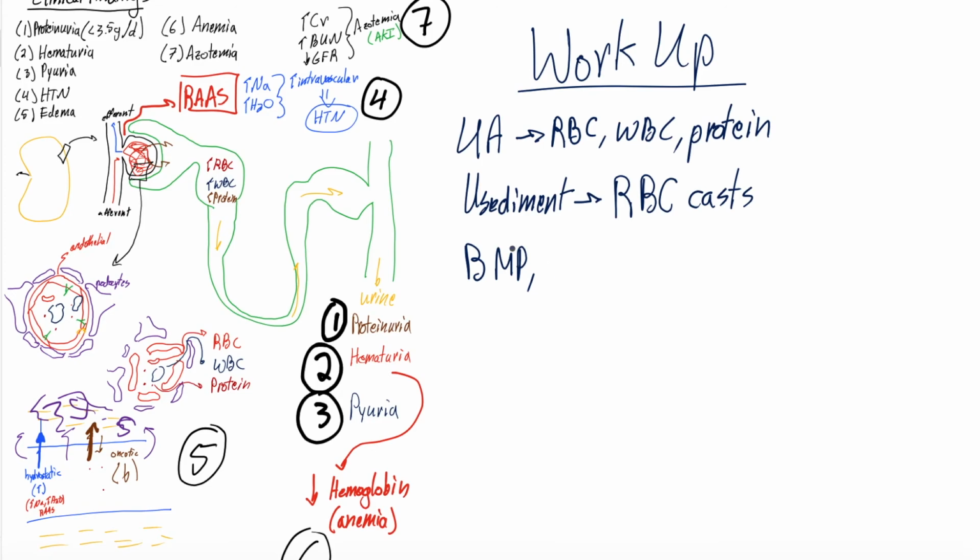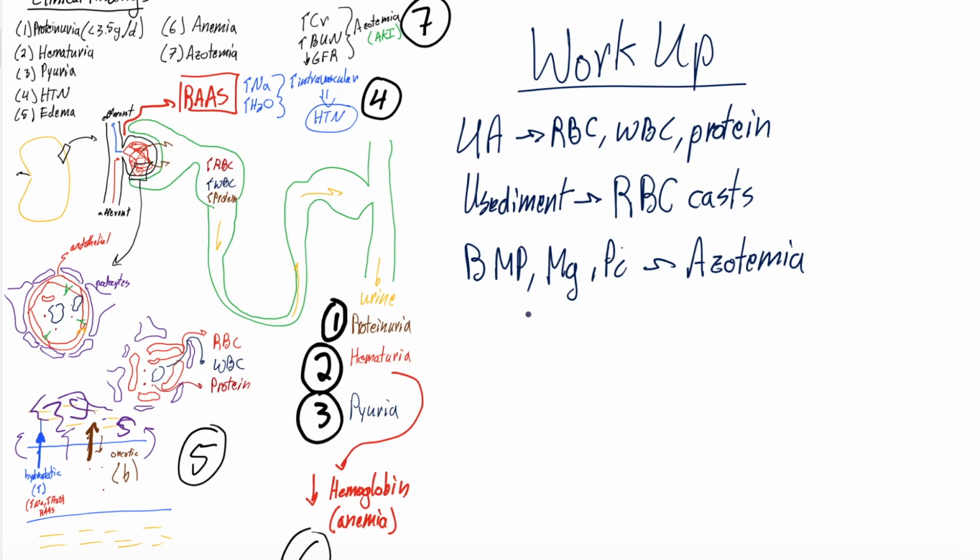All right. In addition to that, you're going to want a basic metabolic panel to look at the kidney function, as well as the potassium. You'll want a magnesium and a phosphorus because you can get electrolyte derangements with an acute kidney injury. And this is to look for the azotemia and the acute kidney injury and any resultant electrolyte abnormalities.